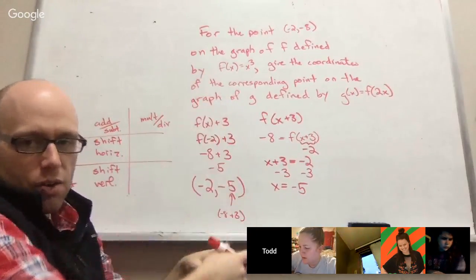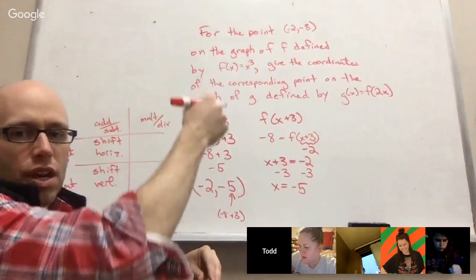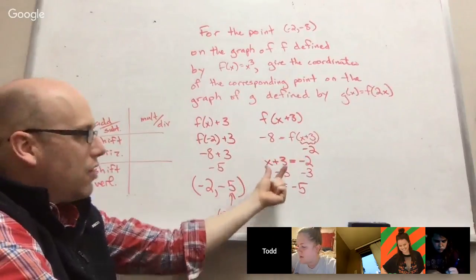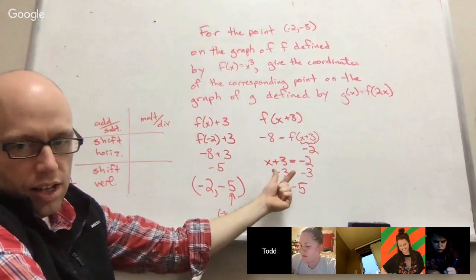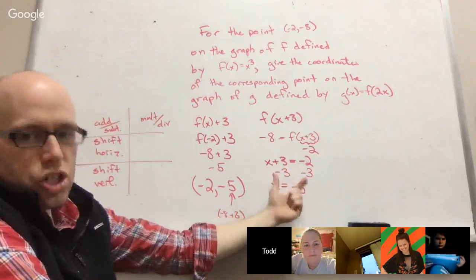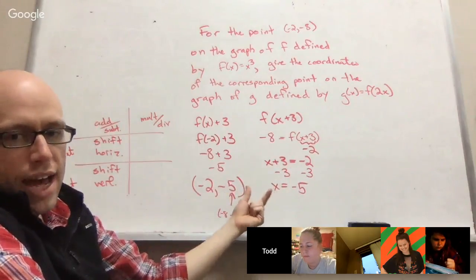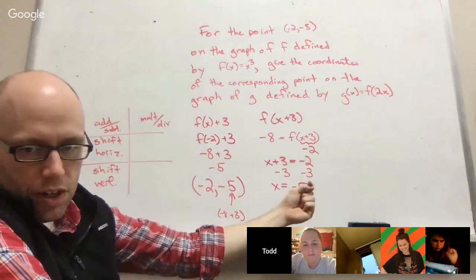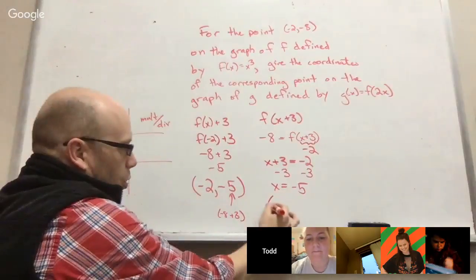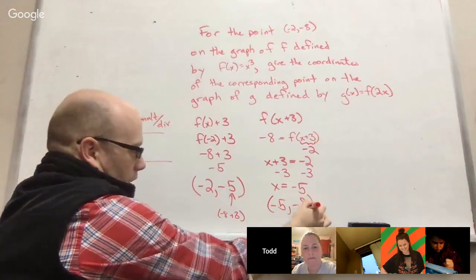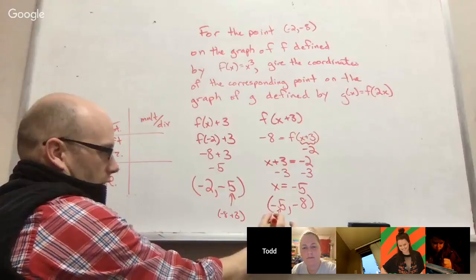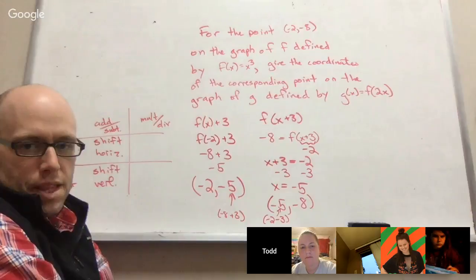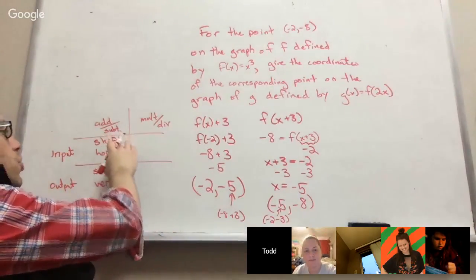So adding to the output works just like I would expect. It shifts up and down, right? Add and it shifts up. Subtract and it shifts down. Adding to the input, we have to undo the operations on the input. And so adding 3 shifts left 3. Subtracting 3 would shift right 3. Look good there? So the new point here would be -5, -8. This is -2 minus 3. Okay? So if I add, it shifts horizontally, it shifts vertically.